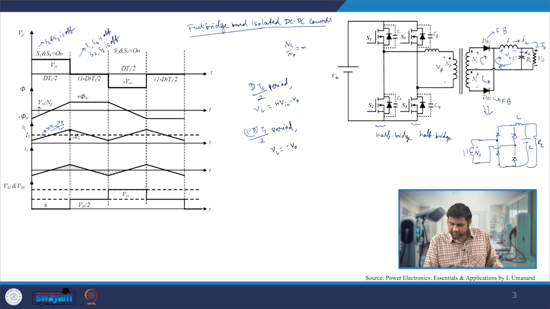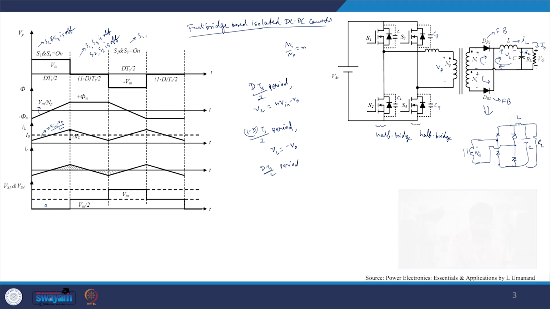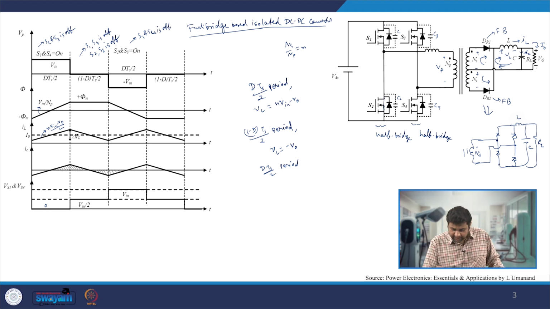This voltage coming directly across this inductor, we will get in the 1 minus d Ts by 2 period, the same thing. Now in the next d Ts by 2 period, S2 and S3 are on while S1 and S4 are already off. Since S2 and S3 are on, we are now in this loop, and that's why we are now applying minus Vin voltage.